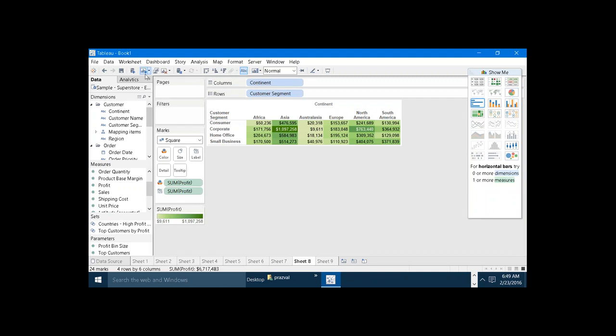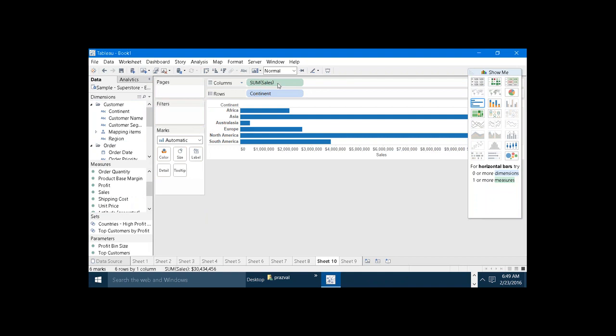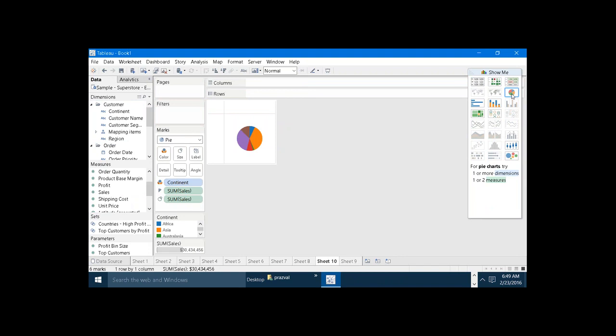So what is the meaning of proportionate analysis? I'm taking continent, I'm taking states, and I'm selecting the pie chart here. If you select the pie chart, Tableau is showing each and every continent.